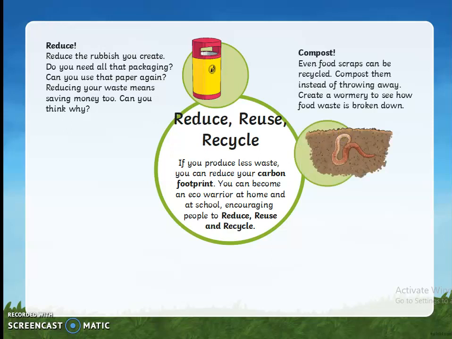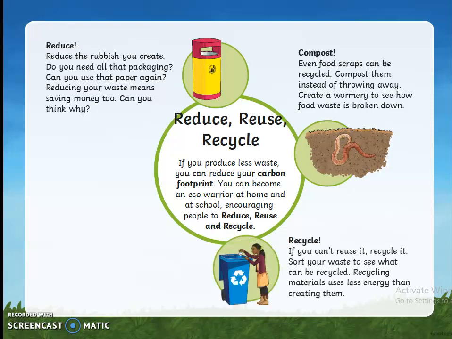Then compost. Even food scraps can be recycled. Compost them instead of throwing them away. Create a wormery to see how food waste is broken down. Then recycle. If you can't reuse it, recycle it. Sort your waste to see what can be recycled. Recycling materials uses less energy than creating new ones.